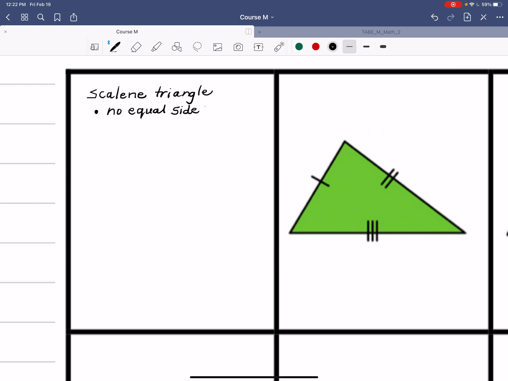And that tells me something else, that it has no equal angles. Nothing about it matches up. It does, however, have three sides. That makes it a triangle. And I can tell you that it would have 180 degrees because every triangle has that.